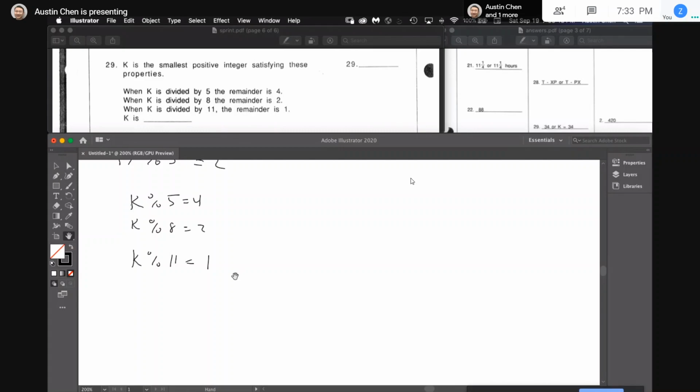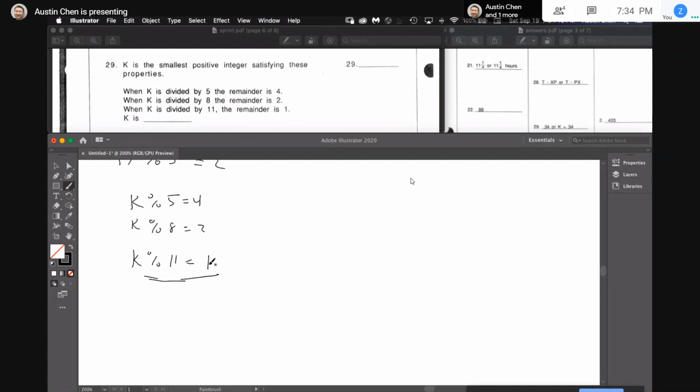Now you could solve this by hand, by testing out values. If you're testing out values, you'd want to use the modulus equation with the highest term that is doing the modulus. So we would use this, right?